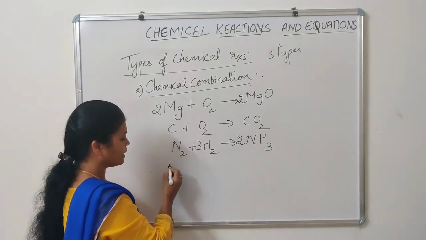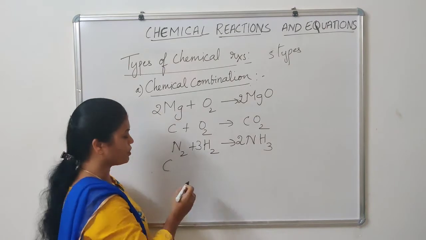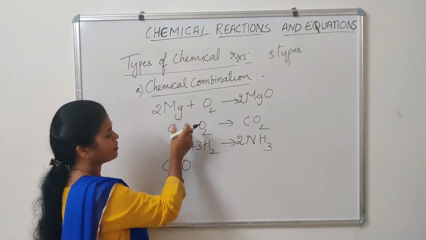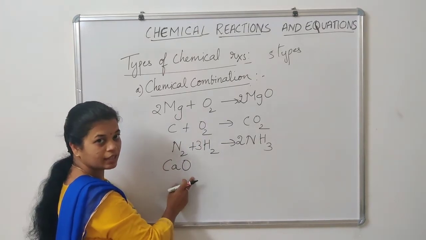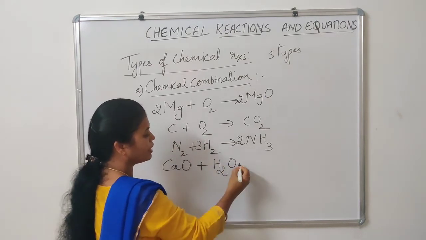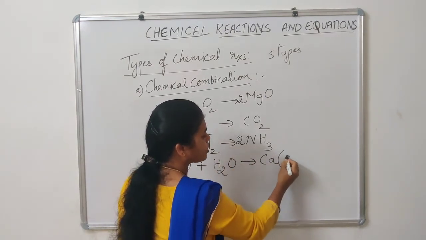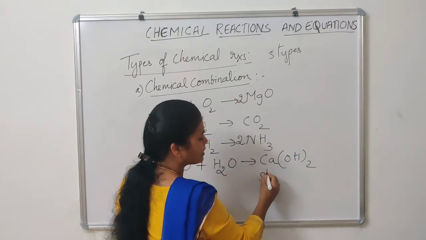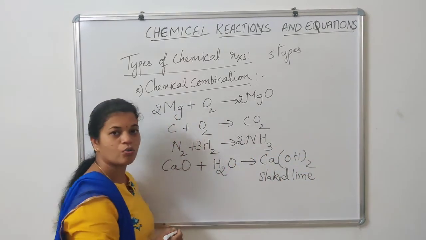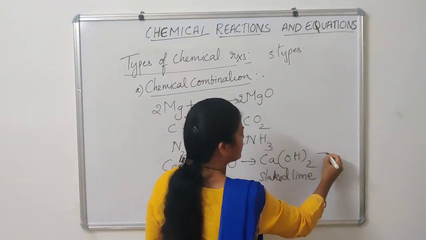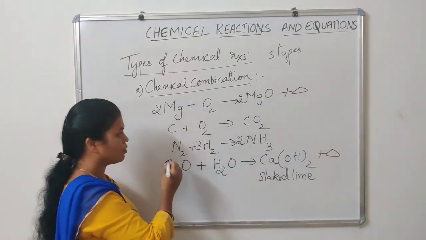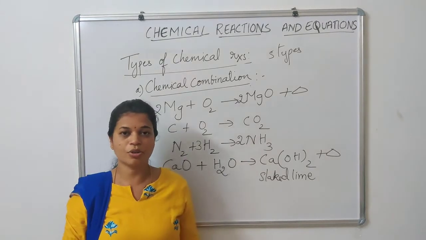Similarly, let us now take some compounds. Calcium oxide is a compound, whereas these are elements. Calcium oxide has two elements. So calcium oxide plus water. When we add water to it, it forms calcium hydroxide, which is commonly called slaked lime. This slaked lime is used for whitewashing the walls. In that, heat energy is released. Here also energy is released. These are a few examples of chemical combination reaction.